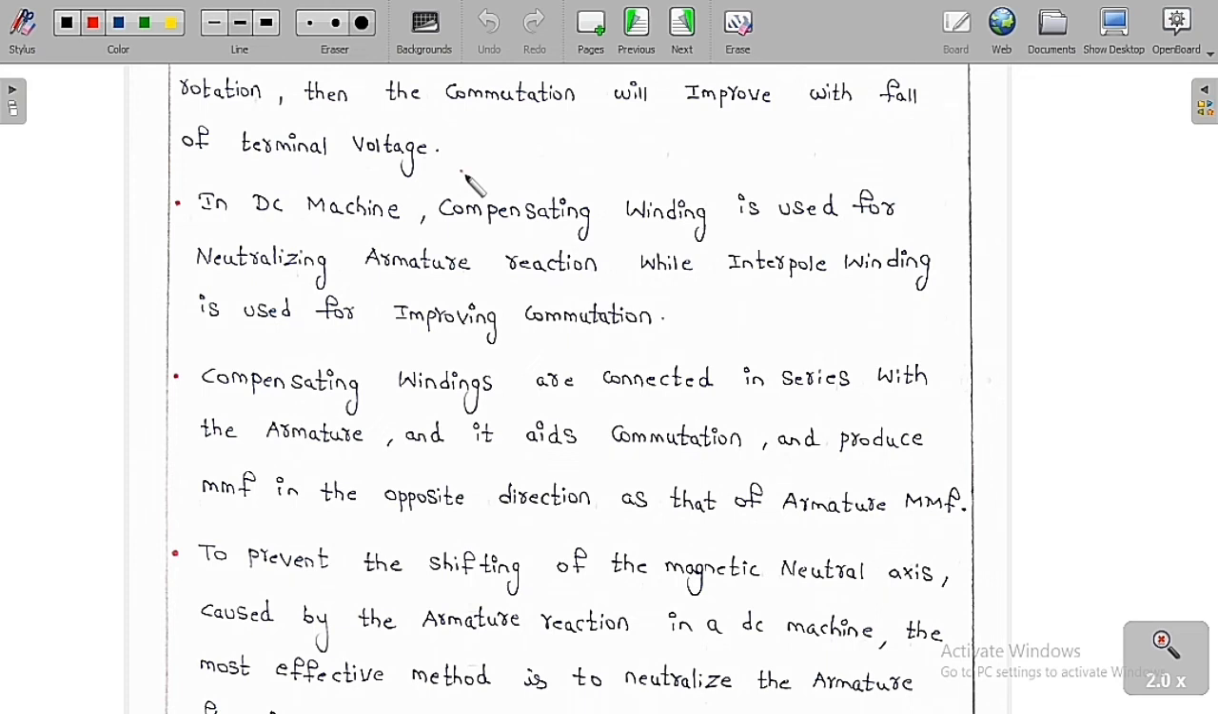So therefore, in a loaded DC generator, if the brushes are given a shift from the interpolar axis, which is also called the GNA, in the direction of rotation, then definitely the commutation is going to improve with a fall of terminal voltage. Suppose you give the opposite direction, then what is going to happen? If you shift the brushes in the opposite direction of rotation of the generator, then the commutation is going to get degraded. It will never improve.